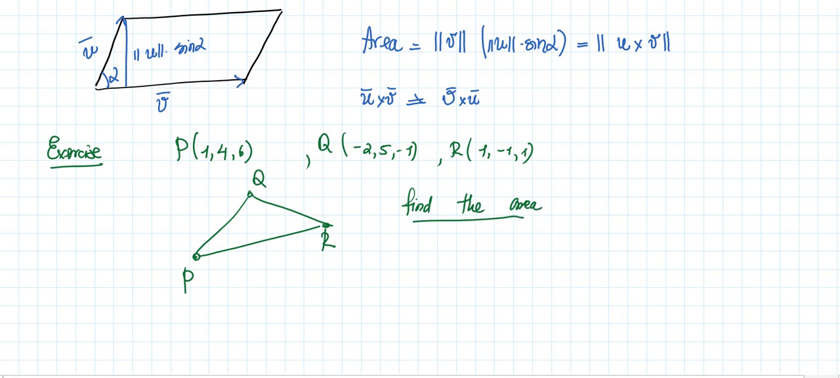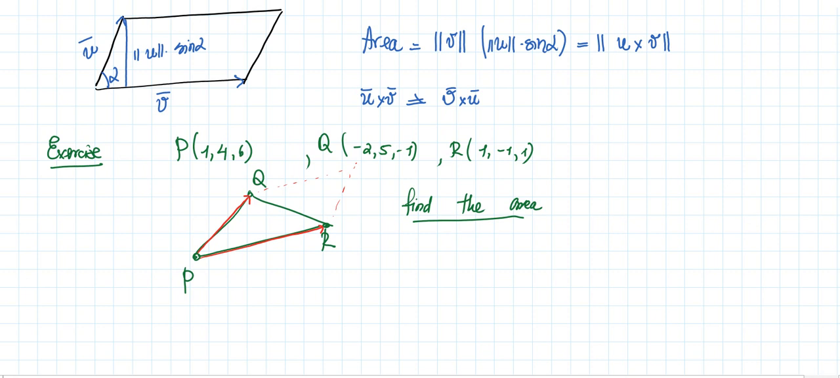So how can we find the area of this triangle? Actually, we know that we can easily make the parallelogram using these two vectors, right? So if we were given this vector and this vector, we could make the parallelogram, like this. And we know how to find the area of the parallelogram, right? And the area of this triangle is going to be just half of the area of the parallelogram. So the only thing we need to do is define this vector and this vector, okay?